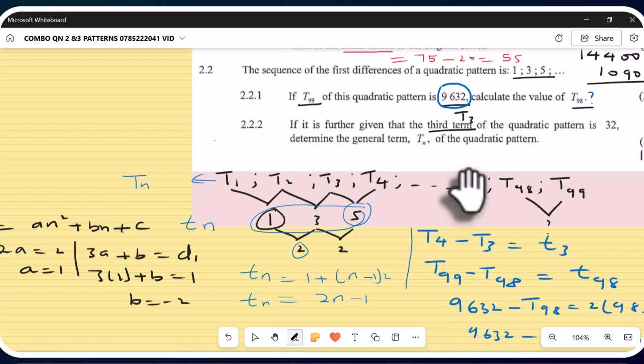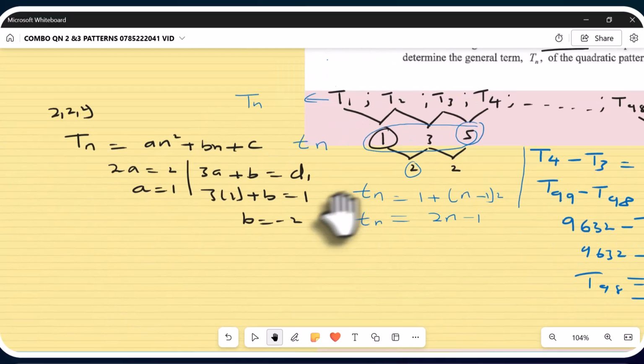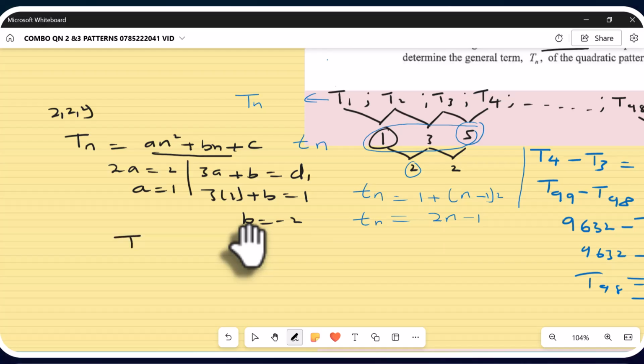my Tn, okay, so far. The a, I know it is 1, so n squared. What about b? Minus 2n, and then I don't know the c yet. I want to find this c here. So I'm going to say that T3, which they have given me, equals 3 squared, minus 2 times 3, and then plus c, which I'm looking for, should give me the 32 we're talking about. So this is 9 minus 6, and then plus c gives us 32.